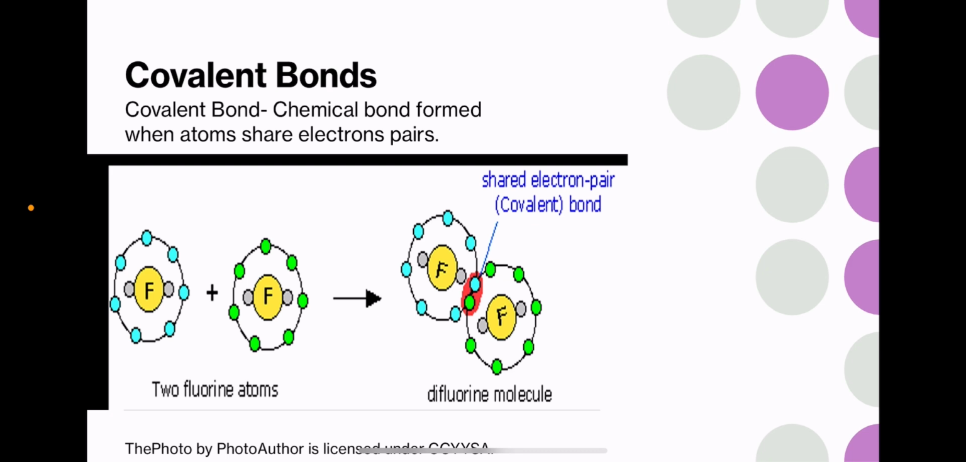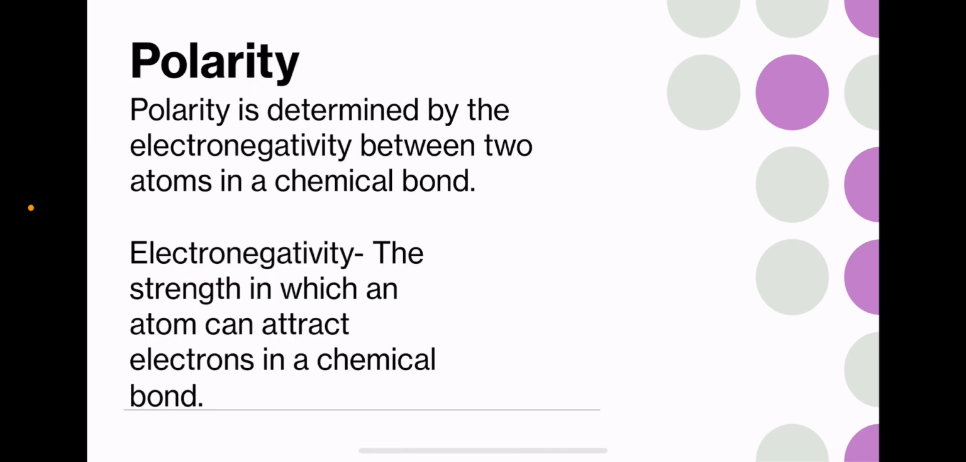Covalent bonds are present in proteins, DNA, and carbohydrates, making them crucial in biological processes. There are two types of covalent bonds, one of which is a nonpolar covalent bond, and the other is a polar covalent bond. Polarity is determined by the electronegativity between two atoms in a chemical bond. Electronegativity is the strength an atom has to attract electrons in a chemical bond. So by looking at the atom's electronegativity, you can determine if the covalent bond is nonpolar or polar.